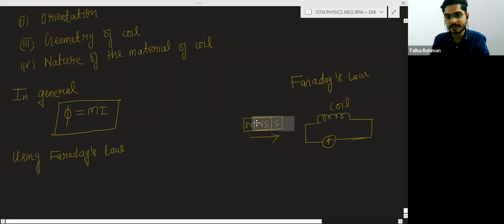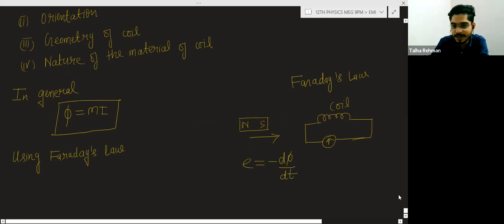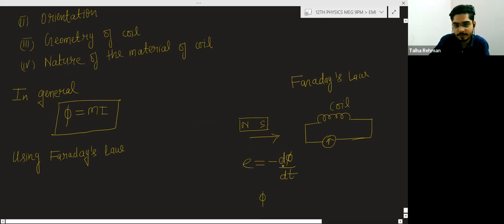Now this magnet is moving. Suppose initially the magnet is here and it moves. If the magnet moves, the magnetic field will increase with respect to this coil, or you can say the magnetic flux linked with this coil will change. And Faraday's law says that the EMF is induced when there is a change in the magnetic flux with respect to time. So d phi by dt, where phi is the magnetic flux.